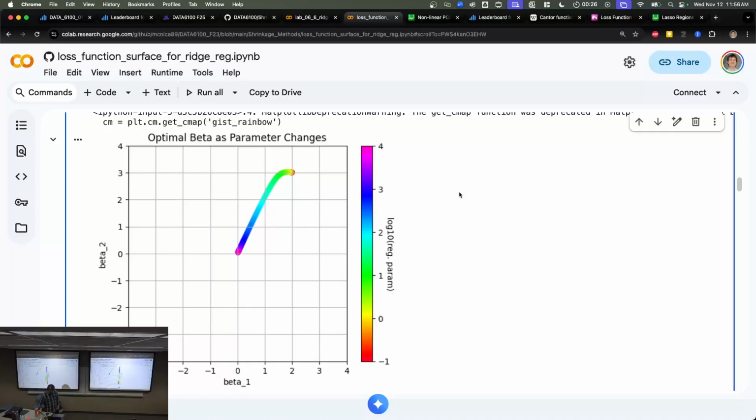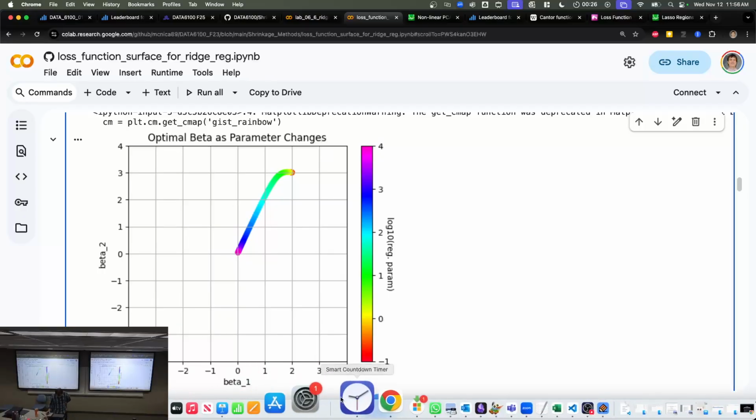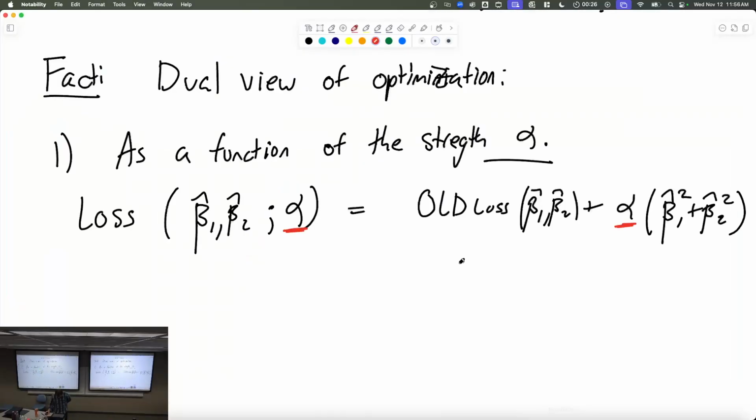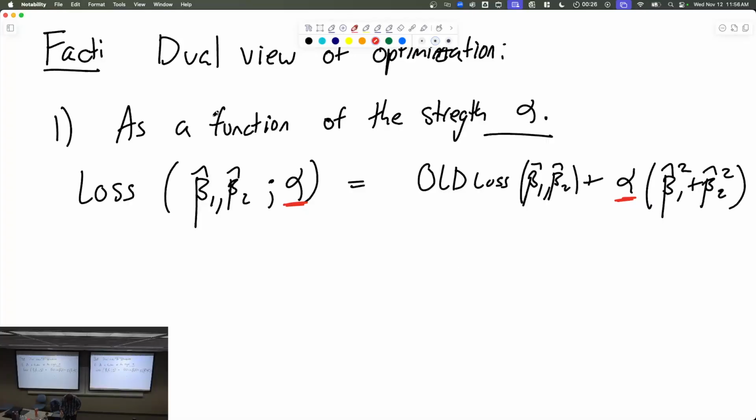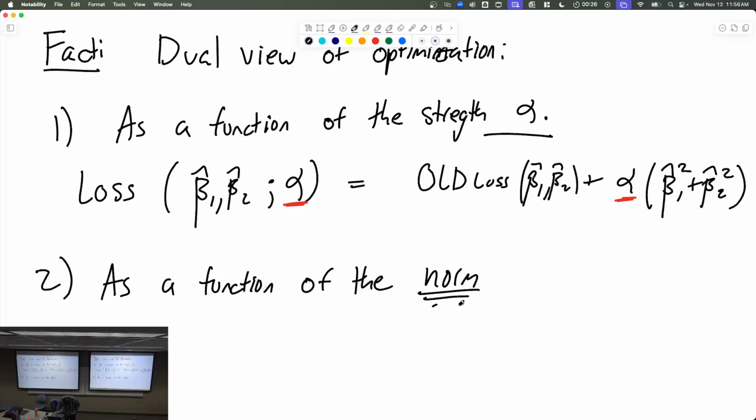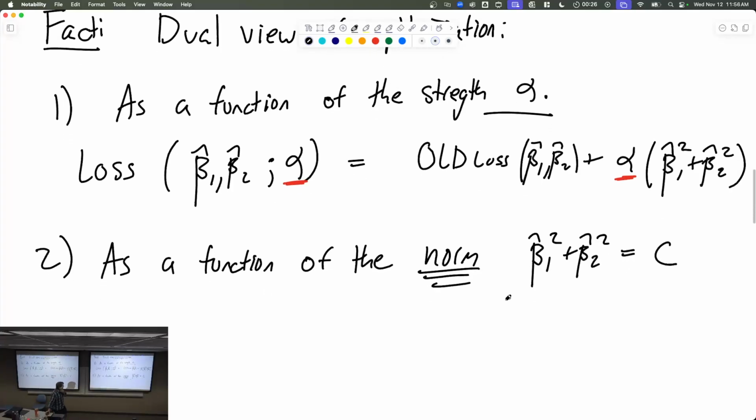Okay, here is the dual view. So that's the regular view. Now that we have that loaded into our RAM, the other way to do it, too, is as a function of the norm, beta hat 1 squared plus beta hat 2 squared. And I'm going to call this equals C. And so here is the observation.